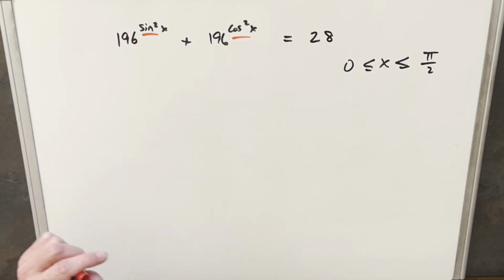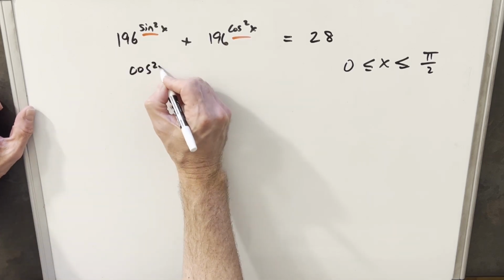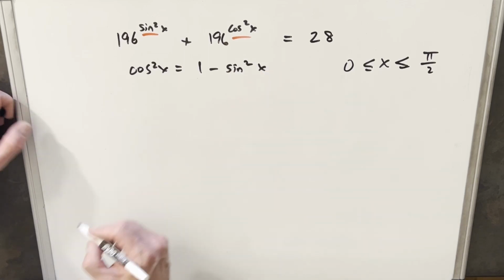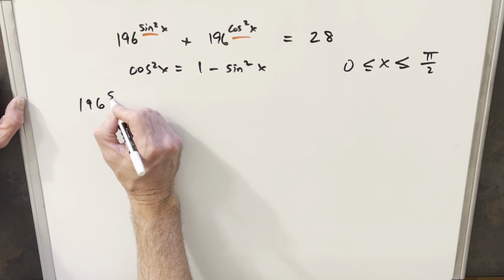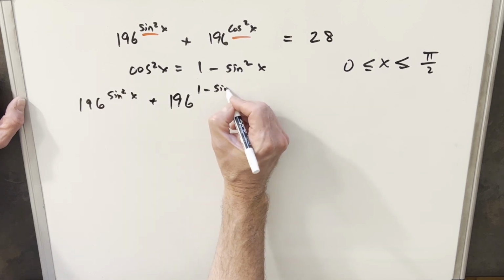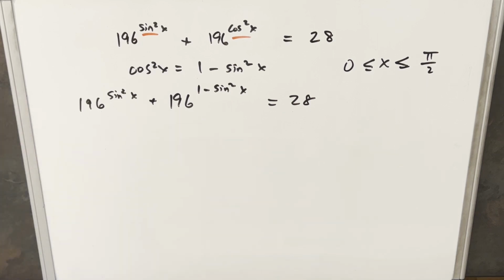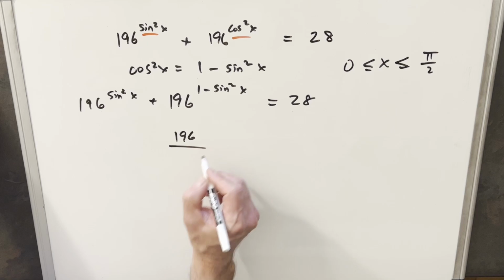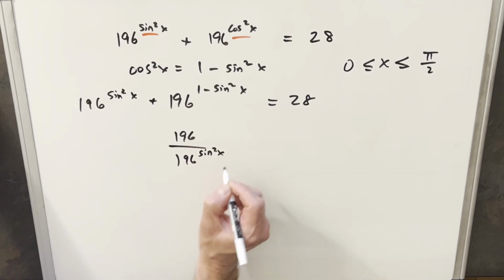So I think what I'm going to do is focus on my cosine squared x, and we'll use this identity. Cosine squared x is the same thing as 1 minus sine squared x. So let's just rewrite it and substitute in for cosine squared x. So we'll write this as 1 minus sine squared x. And what that's going to allow me to do, by exponent properties, is rewrite this term here as 196 over 196 sine squared x.